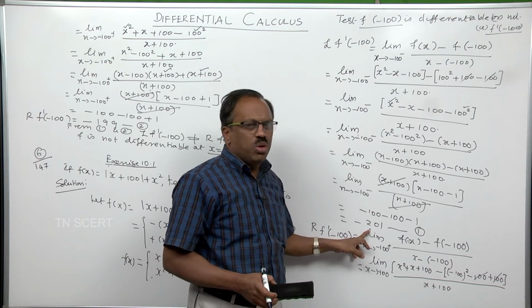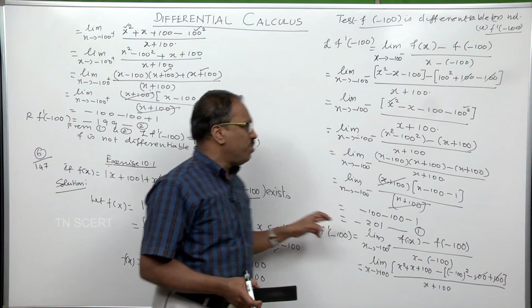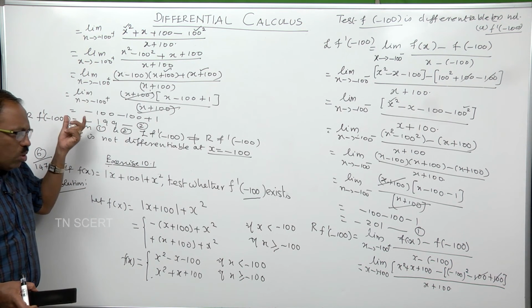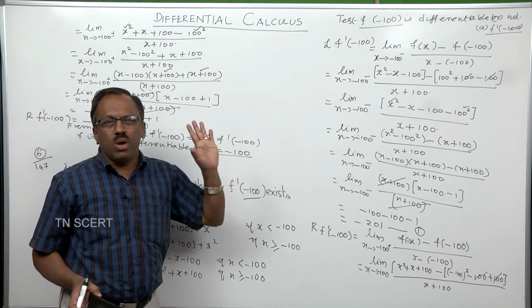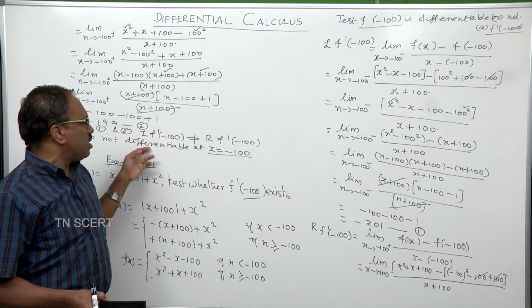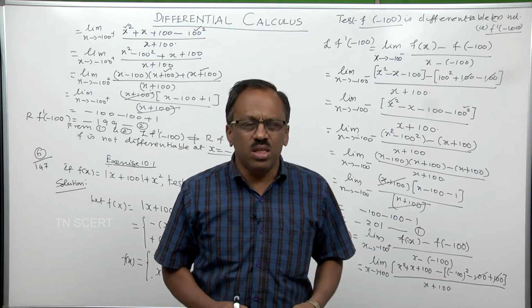After applying the limiting value, you can find what you got for left, minus 201. What you got for the right limit, you got minus 199. So after knowing these two results, if at all they are equal, we say it is differentiable. Since it is not equal, obviously it is not differentiable at x is equal to minus 100. This ends the problem.